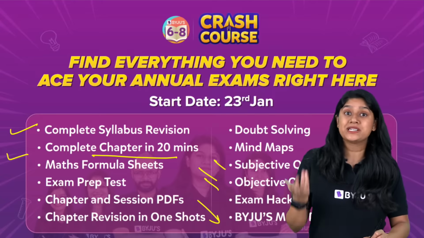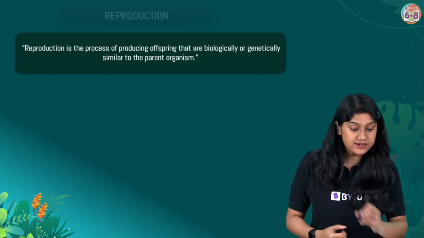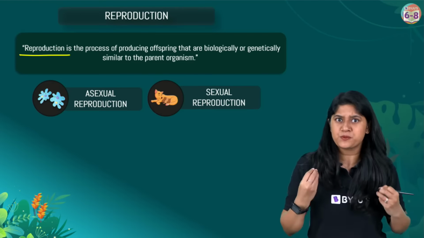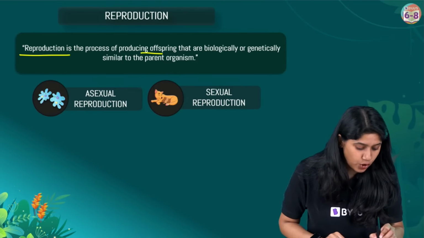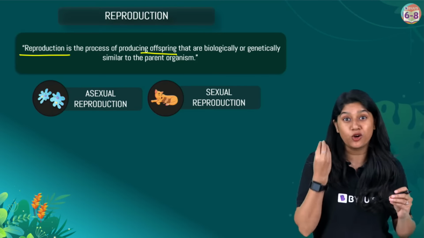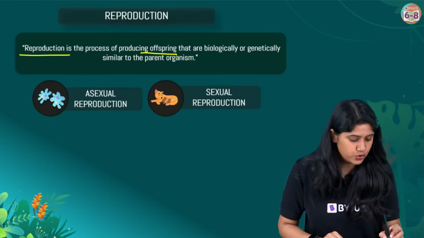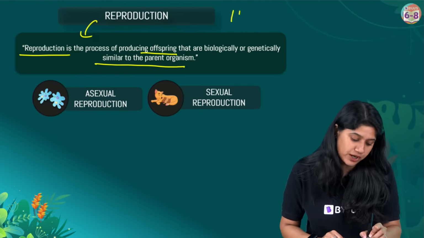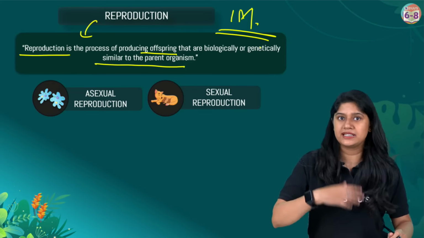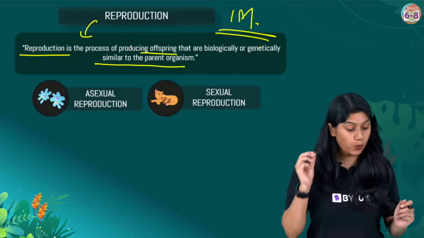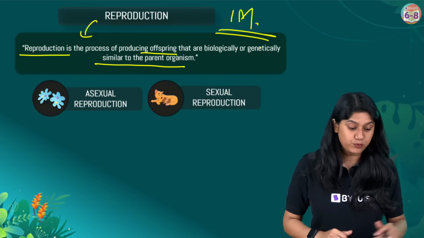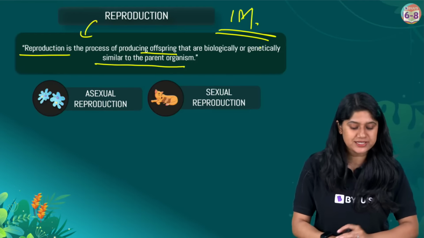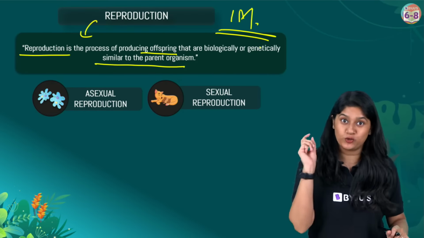Now in this particular chapter, we'll be discussing reproduction in plants. Let's first understand what reproduction is. Reproduction is a process, a very easy process, of producing offspring, and these offspring will be biologically or genetically similar to their parent organism. This is really very important. Here we have the definition of reproduction, and it's for 1 mark. It can easily come as a 1 mark question. So reproduction is a process of producing offspring that are biologically or genetically similar to the parent organism. That's a very easy thing for all of us to remember.